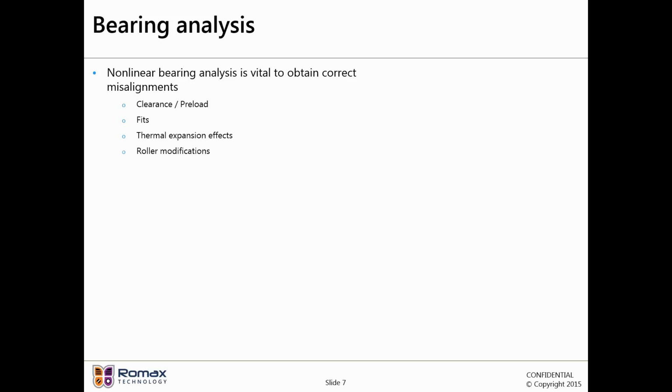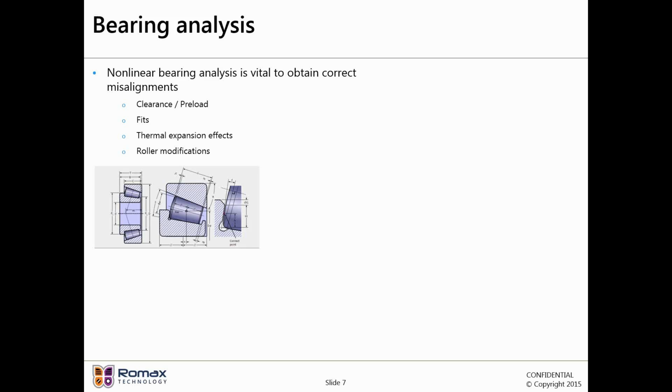The Romax model also includes all the roller modifications. These can be estimated if they're unknown. Often bearing companies won't share all the details, but Romax will back estimate typical roller modifications with a logarithmic profile for taper or cylindrical bearings.